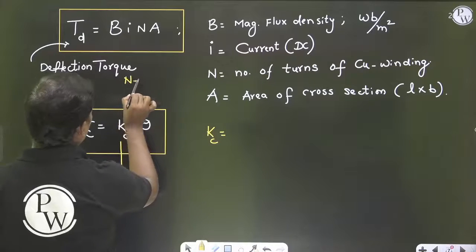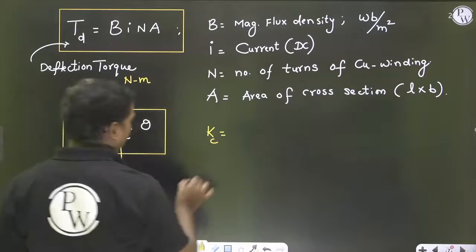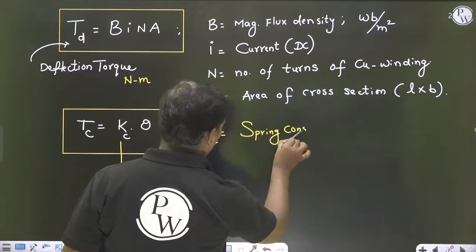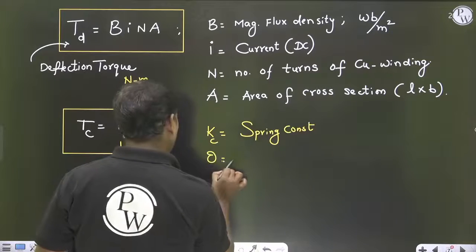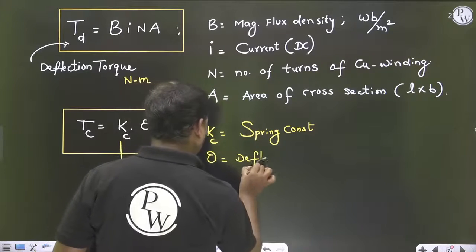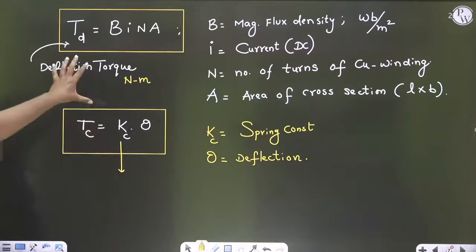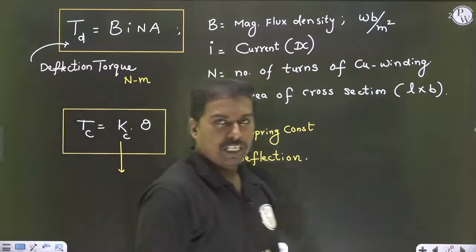Deflection torque units are Newton meter. Kc is the spring constant. Theta is the deflection. What is theta? Theta is called deflection. So these are the expressions for the deflection torque and the controlling torque.